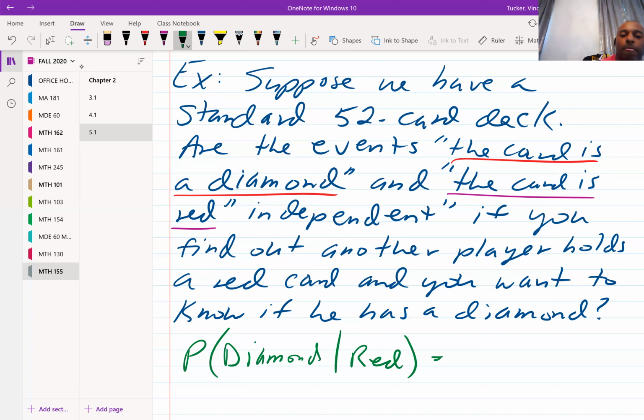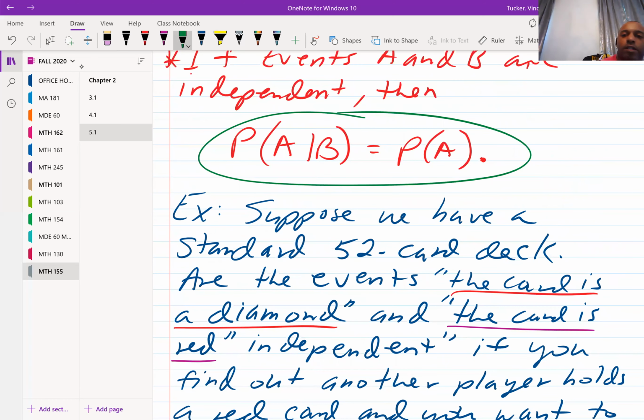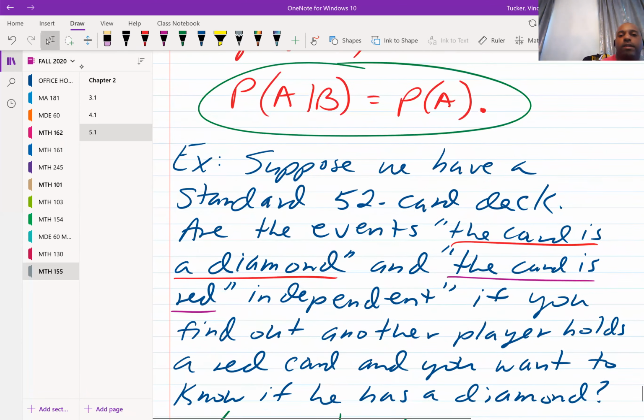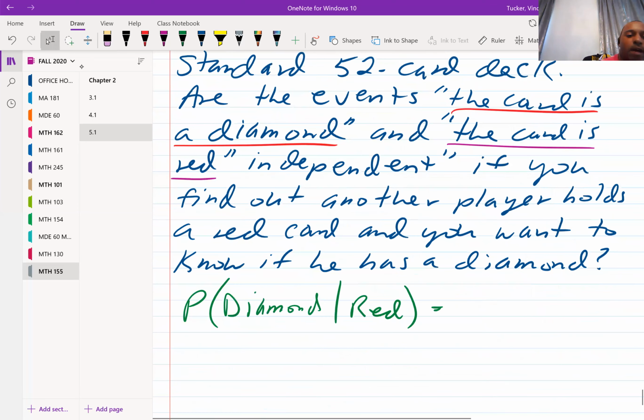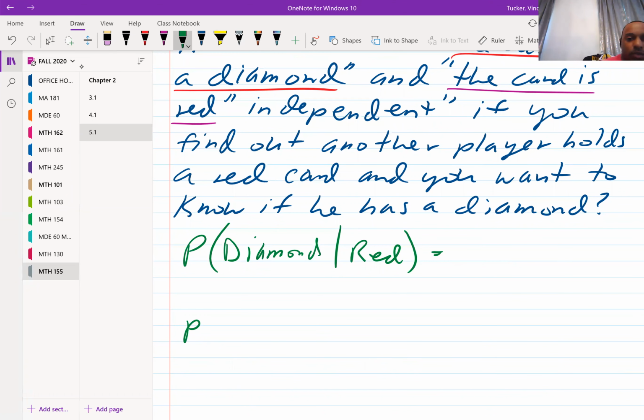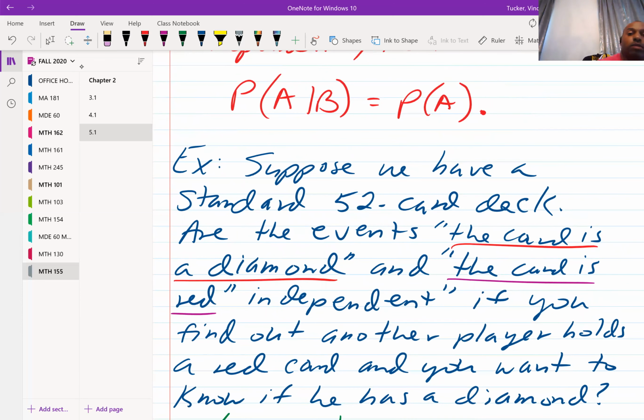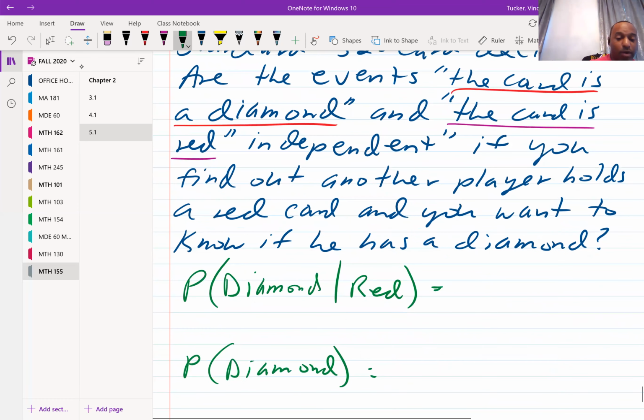Now, if they are independent, remember what we did here. If they are independent, then we need to explore the probability of A given B, and then also establish the probability of just getting a diamond. And if those are equal, then that means the events are independent. That means it doesn't help me knowing that you have a red card. In other words, if we're playing a card game, if I find out you have a red card and I want to know if you have a diamond, does it help me knowing that you have a red card? Does it change any of my probabilities?